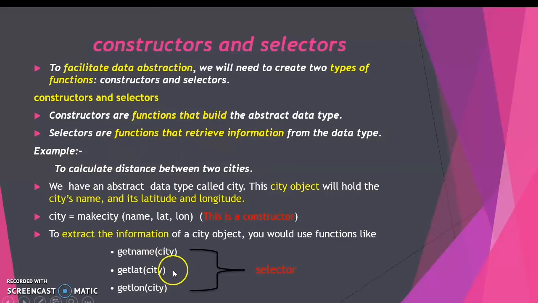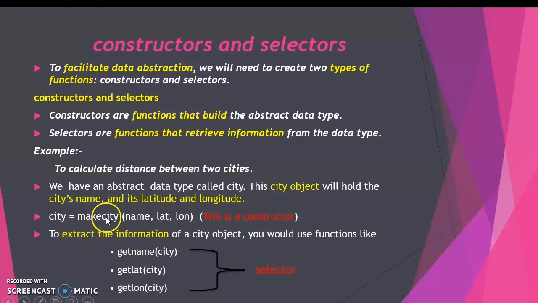In this example we are going to calculate the distance between two cities. For that we first construct the city object. If we want to make a city object, what content do we need? We need the name of the city and the latitude and longitude of the city. For that we use the constructor make city to create the city object. Here city is equal to make city. Make city is a constructor. It requires the information about the city name, latitude and longitude.